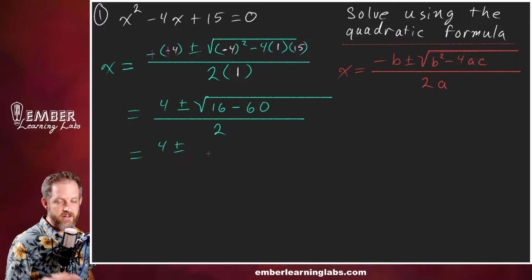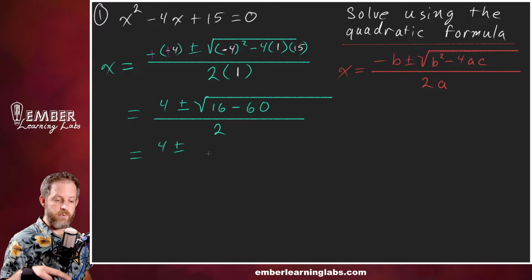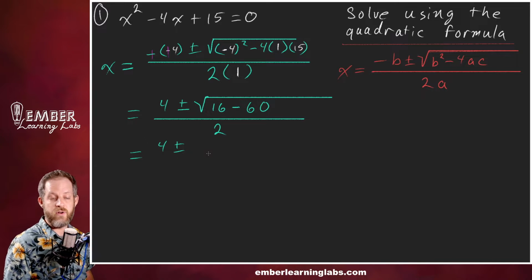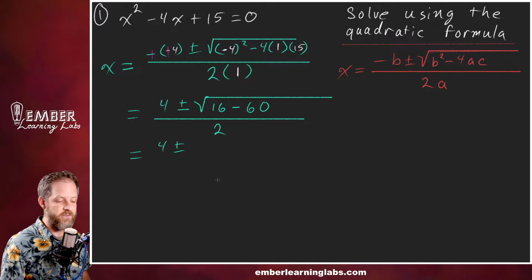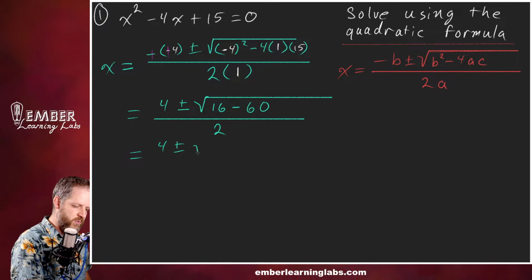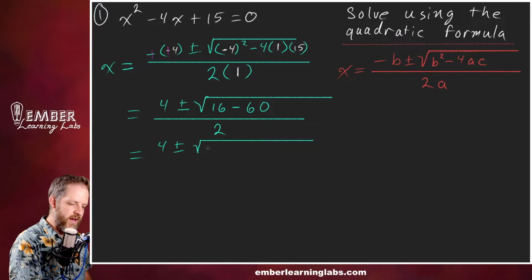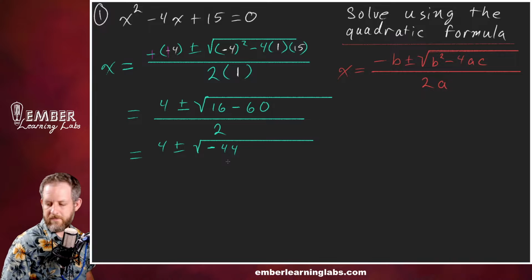The nice thing about solving things by using the quadratic formula, by the way, in case you didn't know or didn't remember, is the fact that some things can't factor. And so the quadratic formula lets us do this one, which wouldn't factor. So we end up with the square root of negative 44, right?